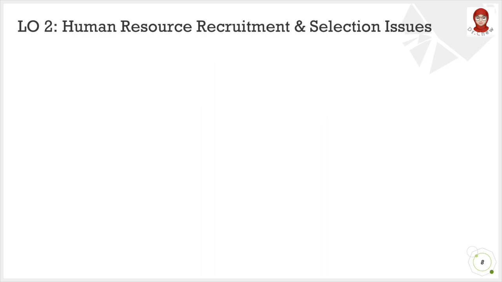Now we are in the second learning objective, human resource recruitment and selection issues. There are three important stages under human resource recruitment and selection issues.